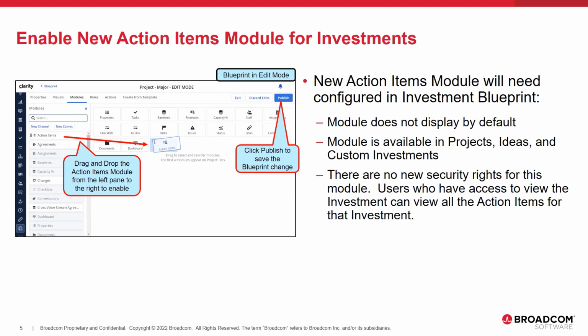Let's take a look at the new action items module for investments. By default, this module is not enabled, so administrators will need to go into the blueprint and enable the module like they do other modules. We did not add any new security rights for access, so any users who have view rights for the investment will be able to see all the action items for that investment. And the module will be available for projects, ideas, and custom investments.